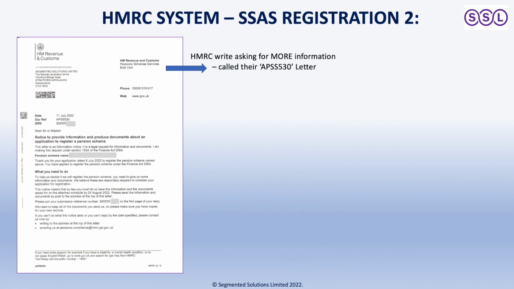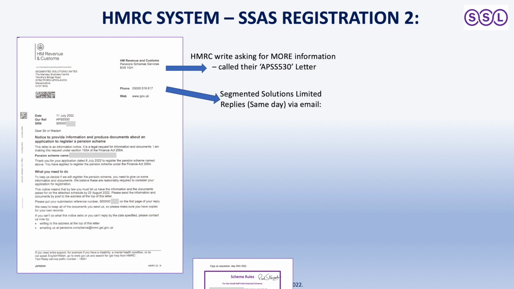Next step is HMRC will write to us as the scheme administrators, and this is what we call the APSS 530 letter. Don't we just love jargon at HMRC? But it's a standard letter asking for the same information every time. And we reply same day via email. In fact, we don't need to wait for the letter to arrive. We log in and we see that the letter has been actioned by the computer system at their end.